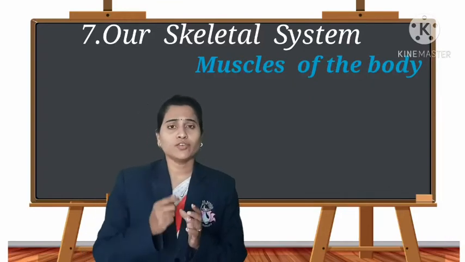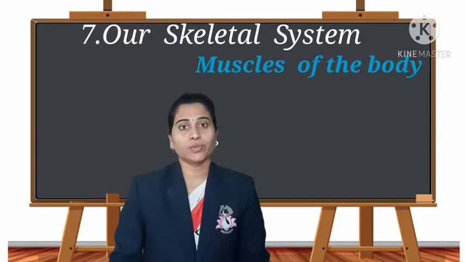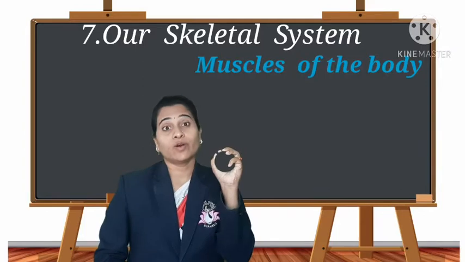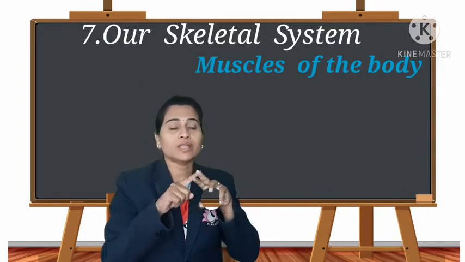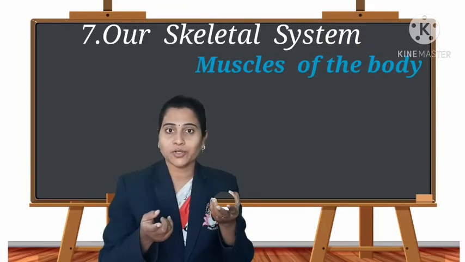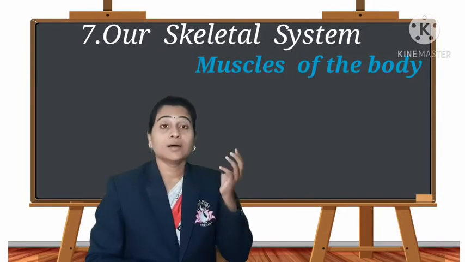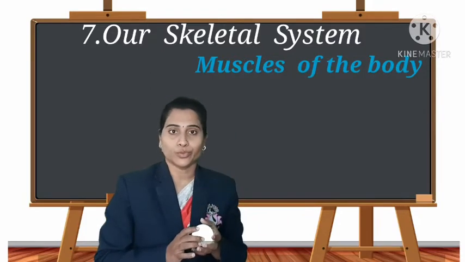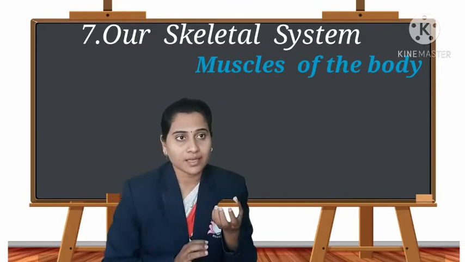So students, if you want to hold something in your hand, for example, now I am going to hold this ball in my hand. To hold something in our hand, both the muscles and bones of our fingers have to move. If only the bones move and the muscles are not able to move, then we are not able to hold it. So the muscles and bones of our fingers have to move to hold this ball or that particular thing.